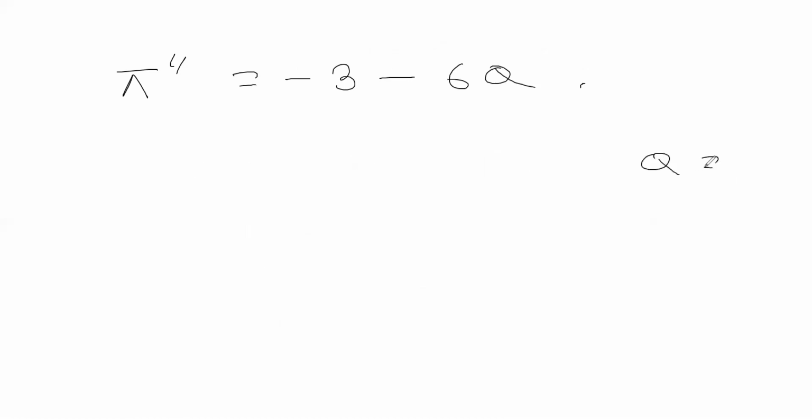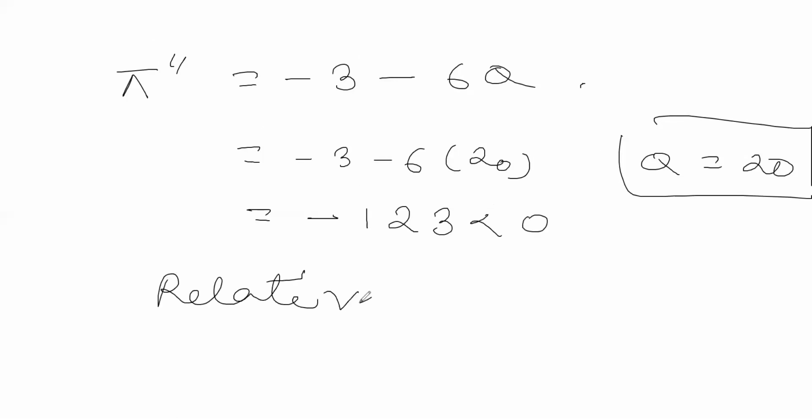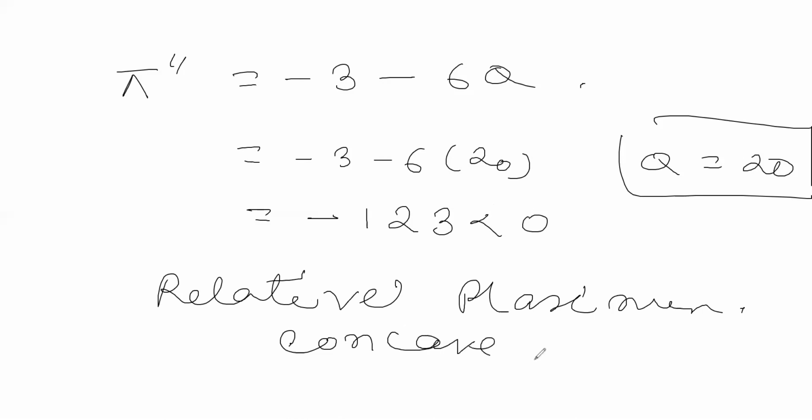Now, if you take q is equal to 20, what do we get? Then we get negative 3 minus 6 into 20, which provides us with negative 123, which is less than 0. That means the profit function is at its relative maximum, and it is concave in shape. So for what quantity? It is for q is equal to 20. We are getting that profit is maximized.